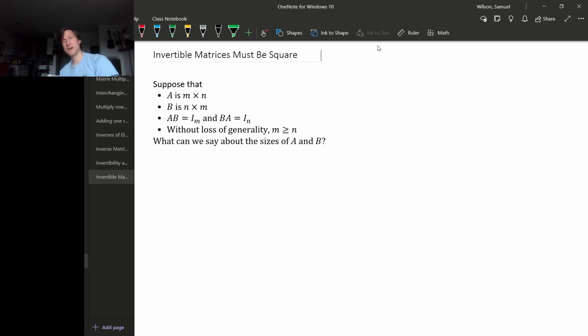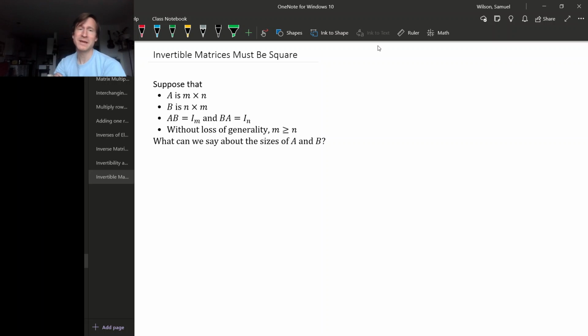There's one last detail about inverse matrices that we have yet to really figure out. I keep saying that if a matrix is invertible, it has to be square, and that's really not obvious. It maybe sounds plausible, but I don't think it's obvious. So let's see why that's the case.